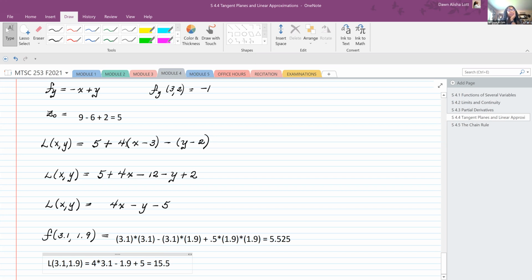So we get 5 plus 4x minus 12 minus y plus 2. 4x minus y. 5 and 2 is 7. 7 minus 12, negative 5. So 4 times 3.1 minus 1.9 minus 5.